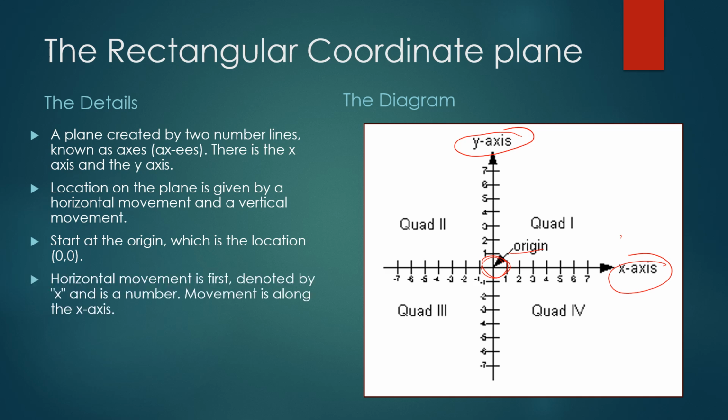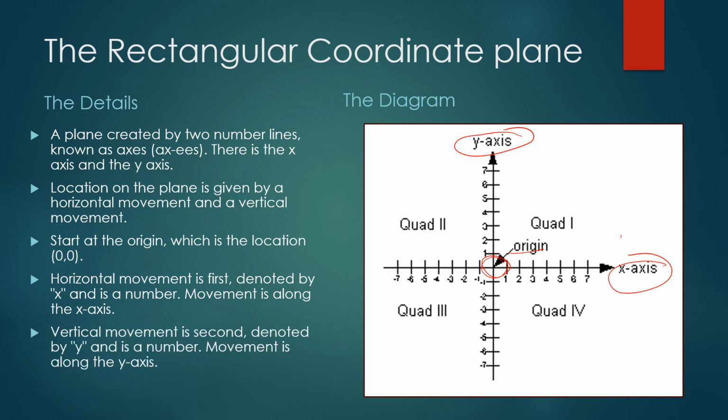Horizontal movement is always first. That's why it's an ordered pair, because the first number is always horizontal and the second number is always the vertical. So if I want to find a location, let's say we go 6 over on the right and we go 7 up, we could then find a location on the graph.